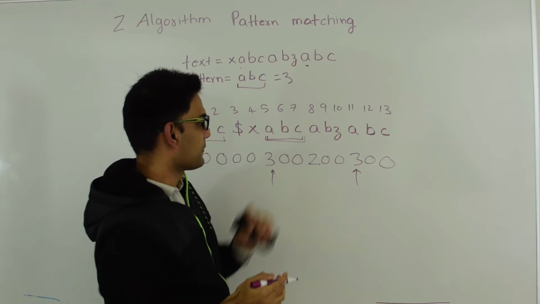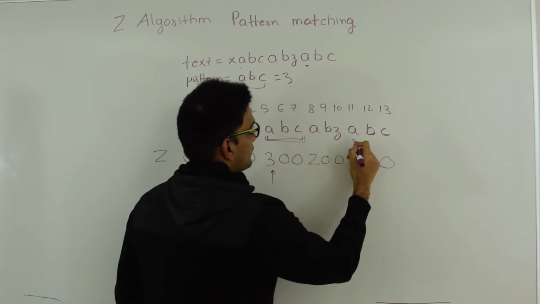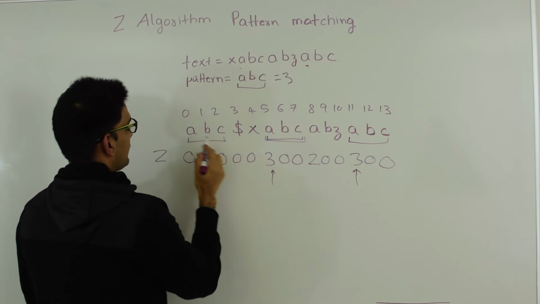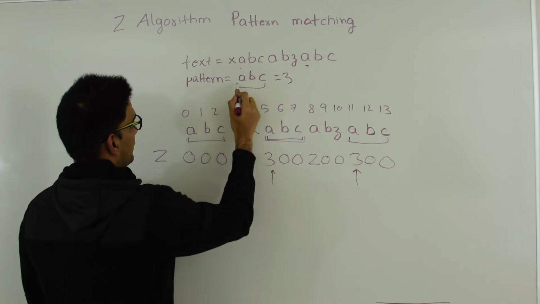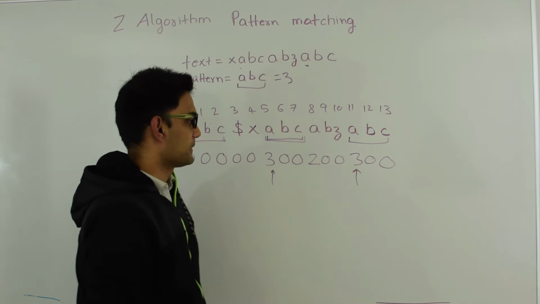Similarly for this one, there is a substring of length 3, which is also a prefix. So this 3 must be same as this 3, and we also know that this 3 is my original pattern. So this pattern must be existing at this point here.